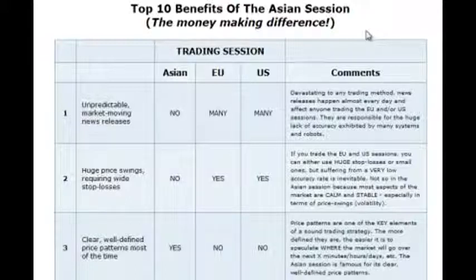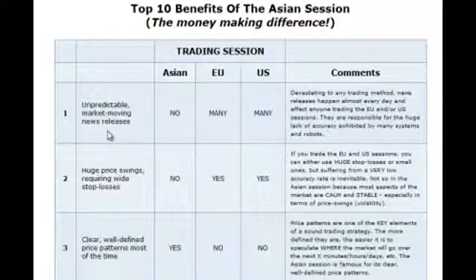That being said, let's go over the 10 benefits of trading the Asian session, which are really important, folks. I think you should give this top importance to your trading. Let's start with news releases. Oh boy, isn't that everybody's favorite? I don't have to tell you about news releases.